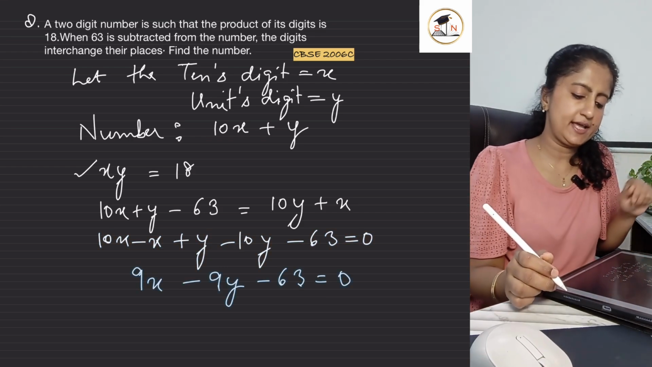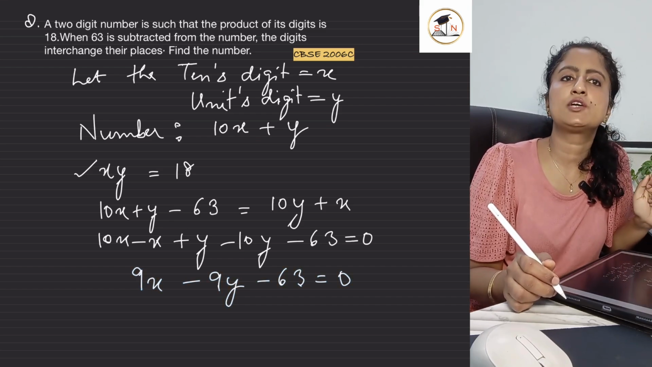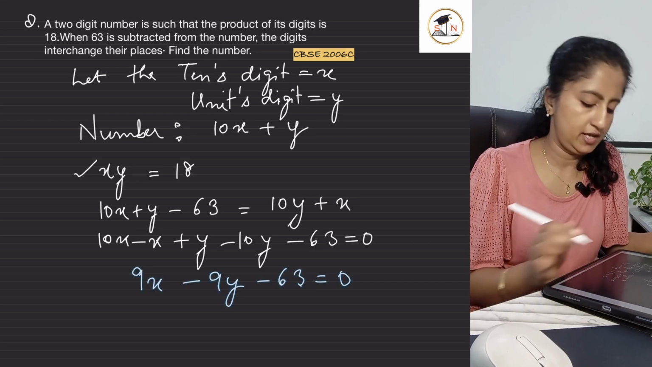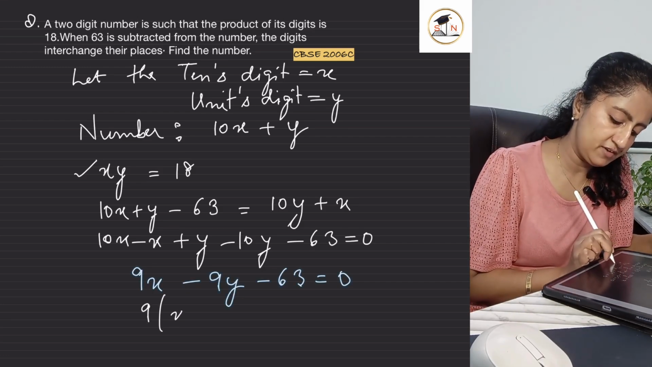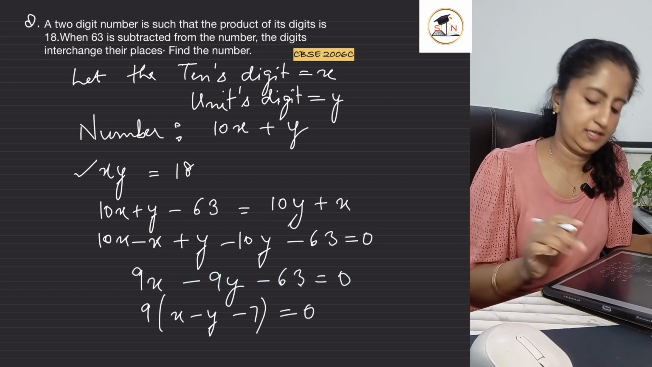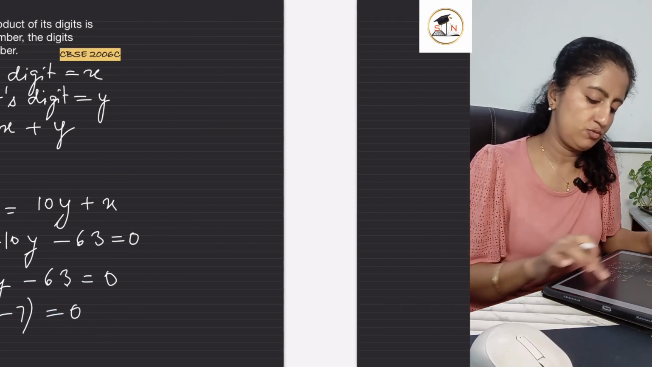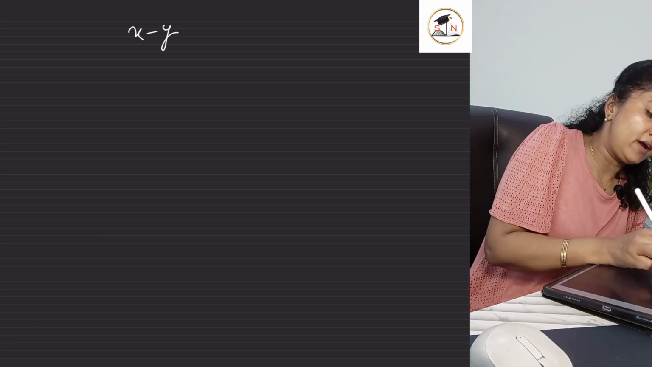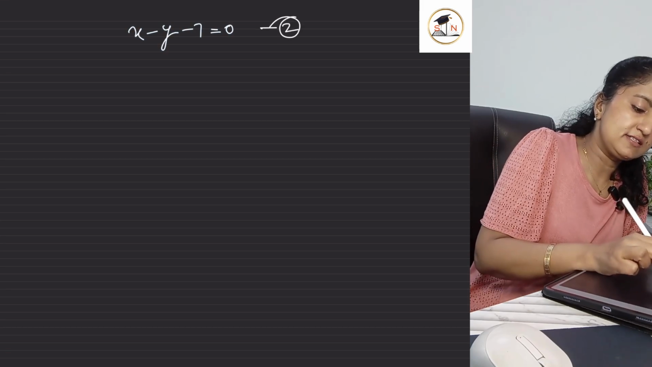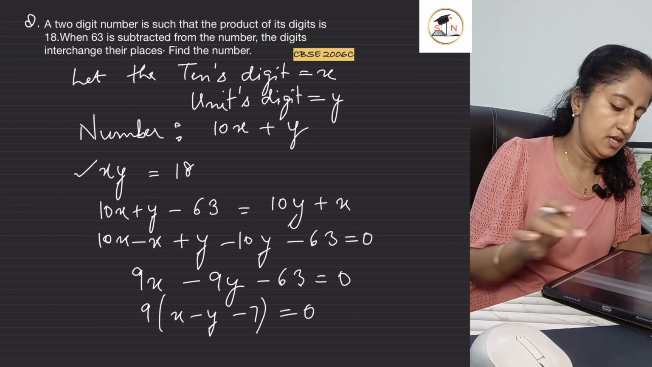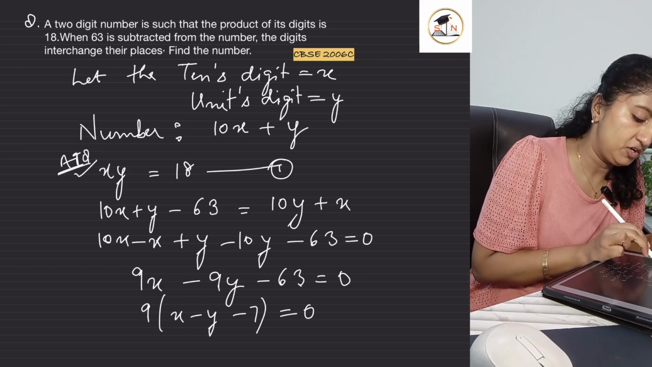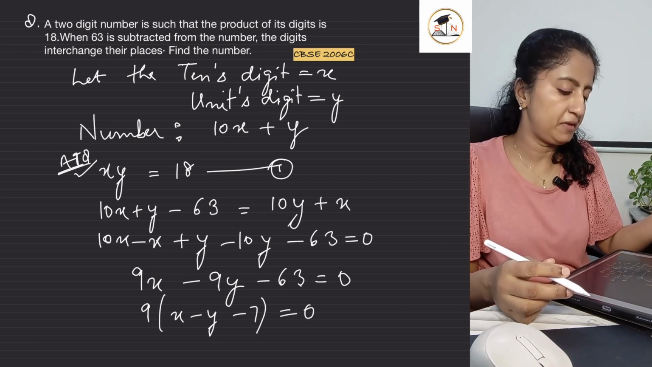Okay. At this step, what I can see is I have got 9 as a common factor from x, from y, and from the constant. Okay. So taking out 9 leaves me with x minus y minus 7 equals 0, right? 9 will go to 0, right? So we are just left with x minus y minus 7 equals 0. This is our second equation. So which one was the first? The first one was this. And over here, we should be writing xy equals 18 because our equation started forming from this step.